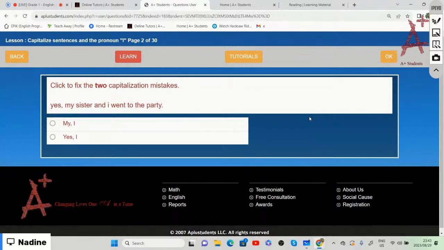"Yes, my sister and I went to the party." We need to select two capitalization mistakes. Is it my and I, or yes and I? In this case, we have selected yes because yes is the start of the sentence, and the first letter of the first word of the sentence needs to be written with a capital letter, as well as the pronoun I, which always needs to be capitalized. So yes and I.